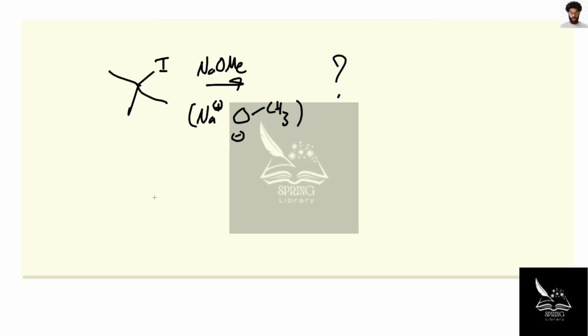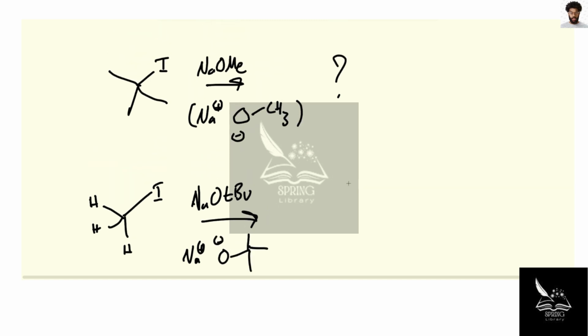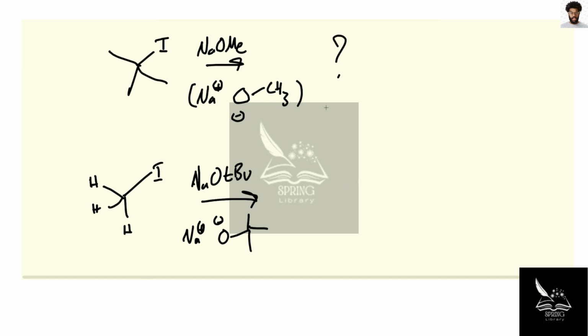Does this reaction work? Versus we have methyl iodide, meaning instead of 3 bonds to carbon, we've got hydrogen here, hydrogen here, hydrogen here, and iodine here. And we're reacting it with sodium t-butoxide, whose structure is as follows. Does this reaction work?